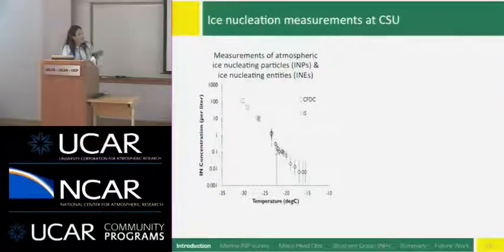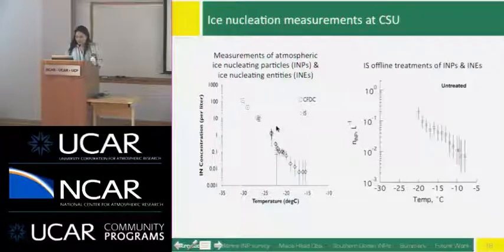So this is sort of the product of our lab, where we have INP concentrations on the y-axis and temperature on the x. We have our other instrument on here, the CFDC, which I didn't talk about, but I can if you need more clarification on that. And then the ice spectrometer is shown as well. So we use both of these instruments in the field.